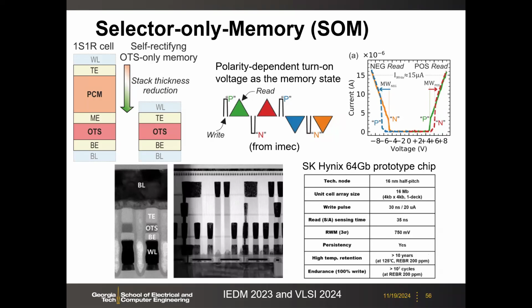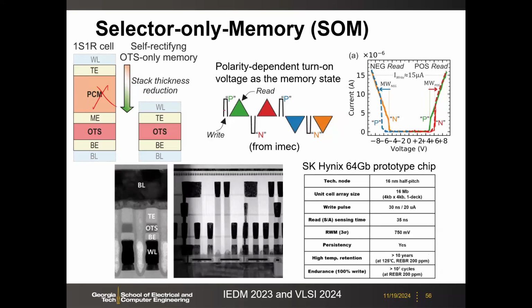Nobody knows the mechanism, even as of today. This is still under debate. But somehow, for example, the researchers from IMEC discovered this, and SK Hynix also followed. Here you see the selector's turn-on voltage, only the selector, without the phase change memory. The selector's turn-on voltage has a history effect. That means the turn-on voltage of the selector depends on the device's prior state, whether it has gone through a positive pulse or a negative pulse.